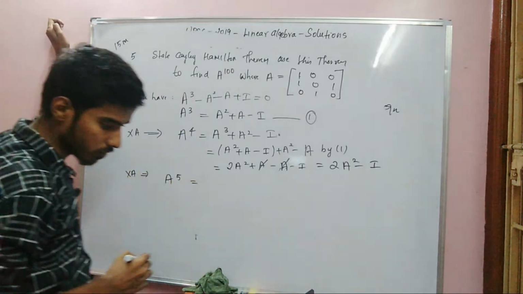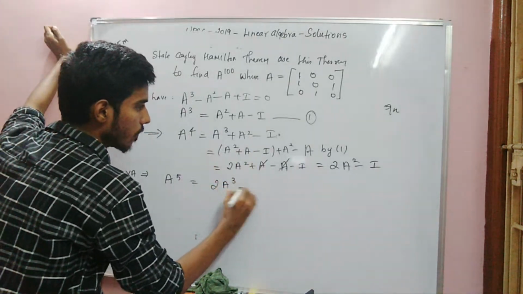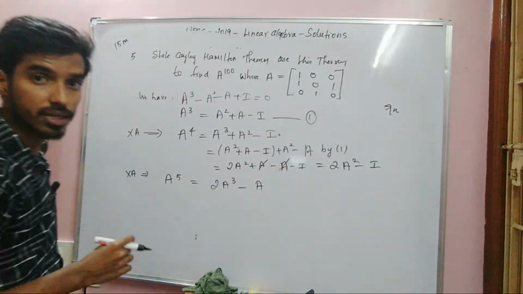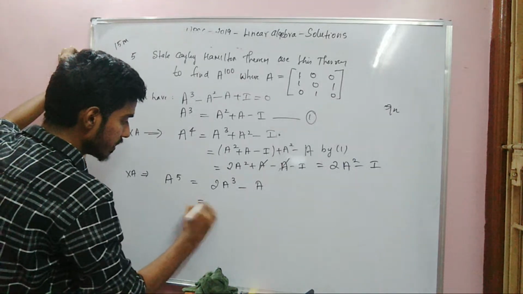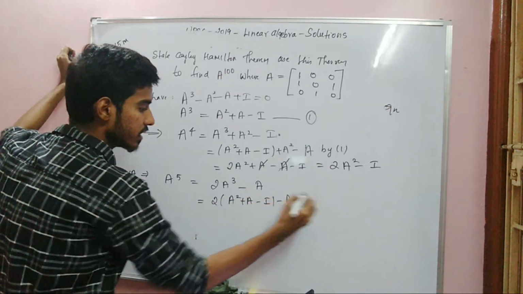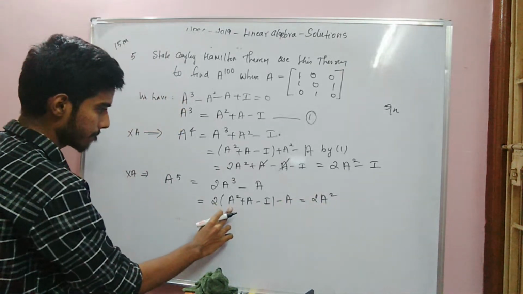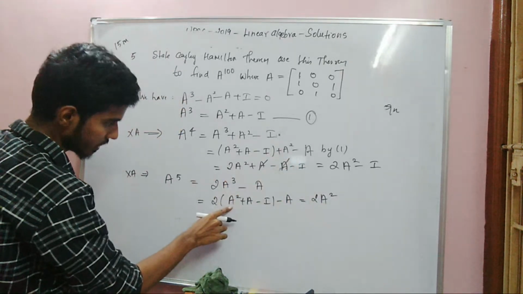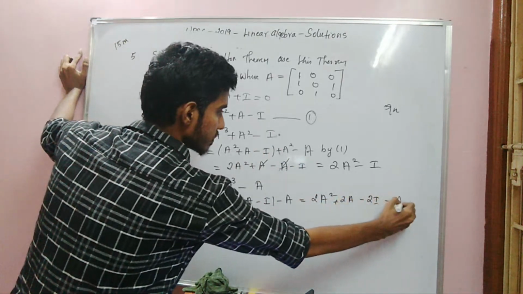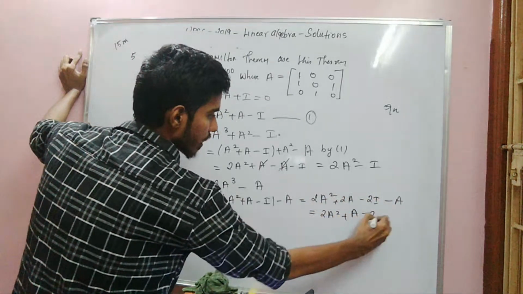Again if I multiply A, A power 5 is equal to 2A cube minus A, right? I am multiplying A again. So this will be 2A cube, and I into A is A. Again I can replace A cube by A square plus A minus I. So 2A square plus 2A minus 2I minus A. So this will be 2A square plus A minus 2I.